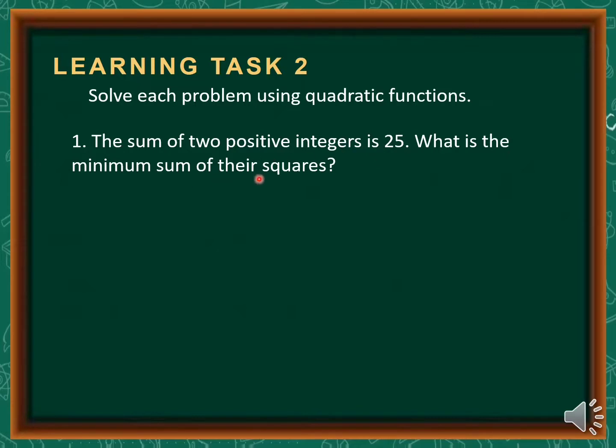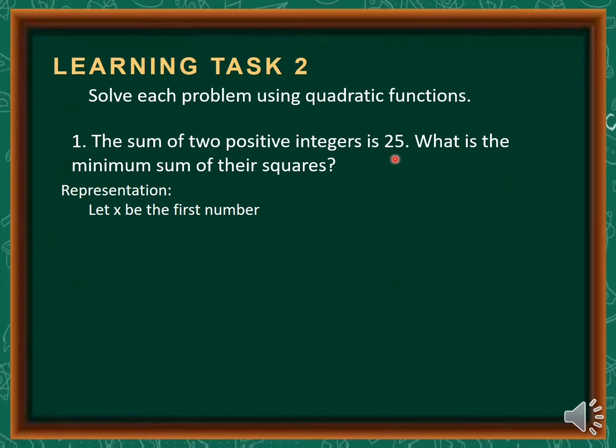So here, since again, nakita natin yung clue, which is the minimum. So, therefore, this is a problem involving quadratic functions. So, how are we going to do this? Again, let's have our representation. Ang sinabi lang dyan is that the sum of the two positive integers ay 25. We don't know those two positive integers. Ang sinabi lang ay sum nila. Ano? So here, let us represent x as the first number.